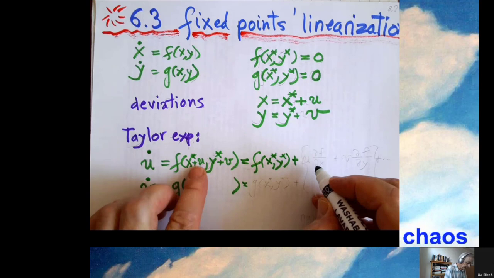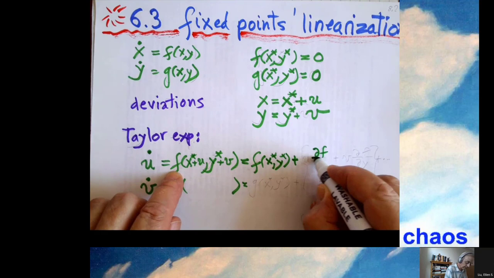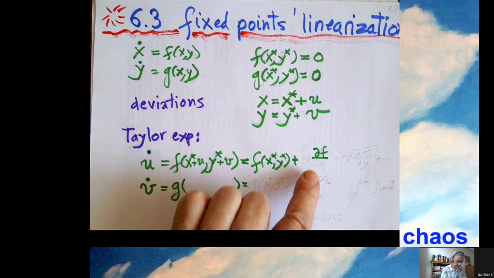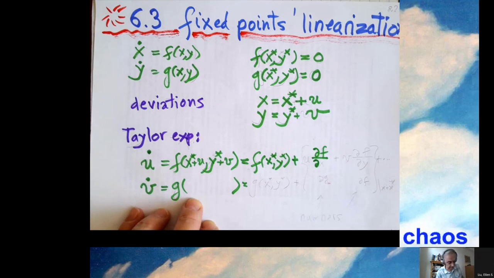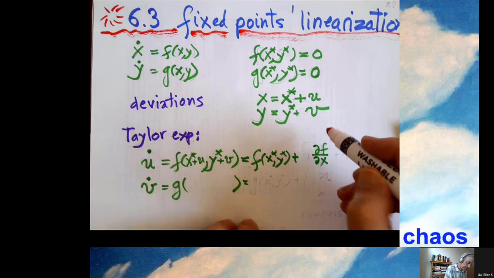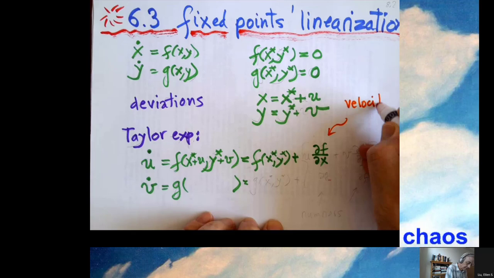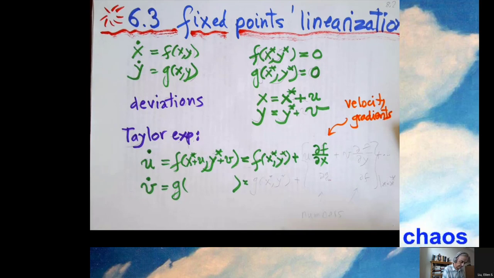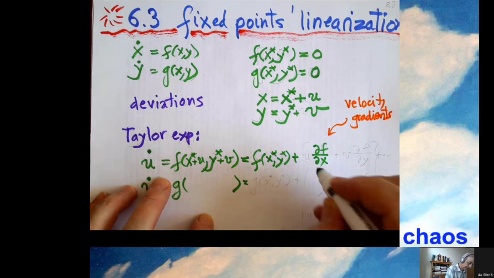Then I can take the derivative of function f. Now, f is velocity. It's a vector field that describes velocity of state space. And taking a derivative with respect to a space coordinate, that's called a gradient. So I think of all these guys as velocity gradients. And if you have the law defined at every point, you obviously have the velocity gradient, so there's no problem finding them either analytically or numerically. And that's the first term.